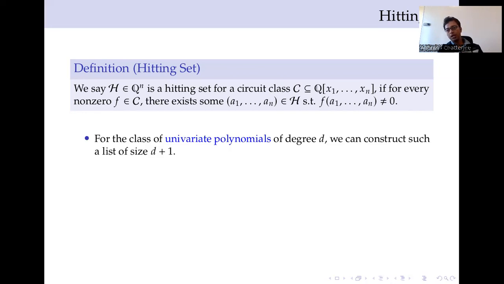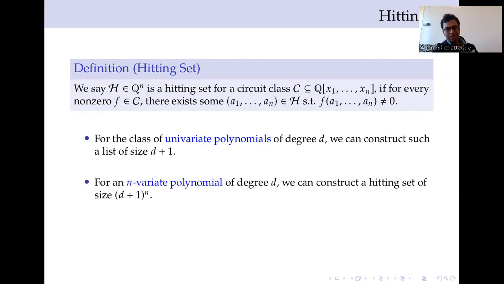So for example, to get some intuition, you can take this simple example: when the circuit class is the polynomials of all infinite polynomials of degree at most d, then a list of d plus 1 many points serves as a hitting set. Inductively you can show that if instead of infinite polynomial, you go to n-bit polynomial of degree d, you can construct a hitting set of size (d plus 1) to the power n.